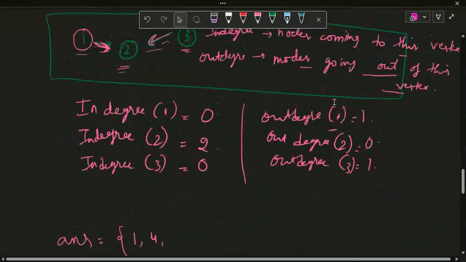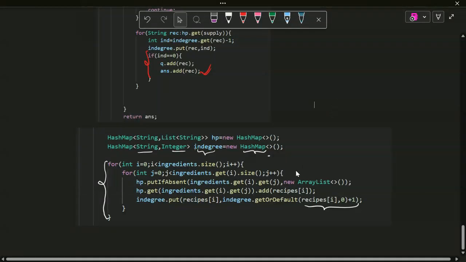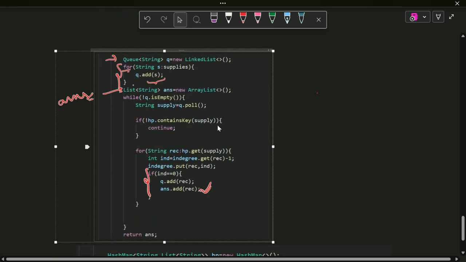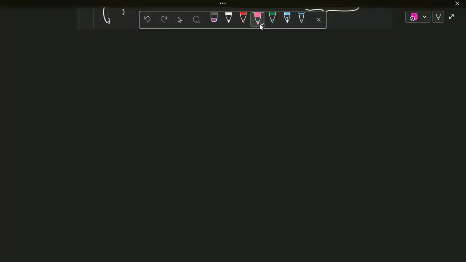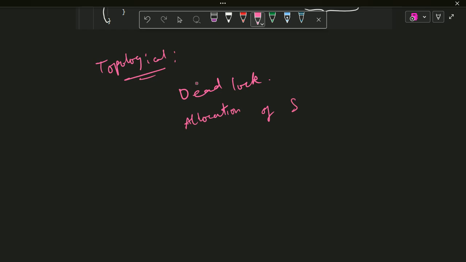Similar to what I have discussed, if you go through this and understand this code once, then it will be easily solved. It is a generalized code for topological sort. Now, where can topological sort be used? This topological sort is used in deadlock situations, and when allocating space in memory. So this is an application of topological sort.